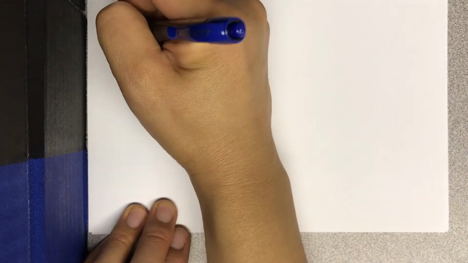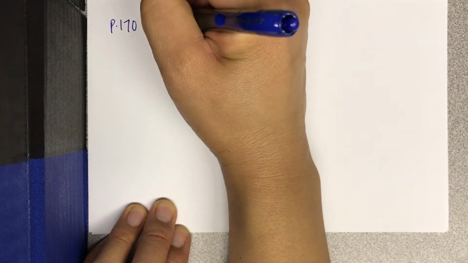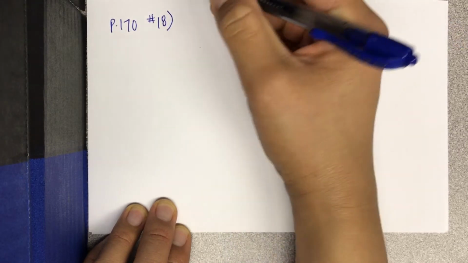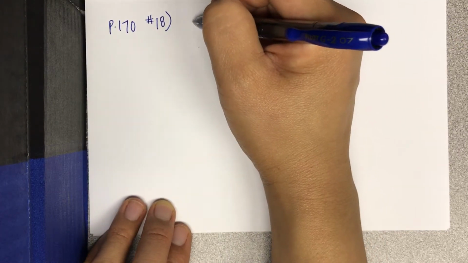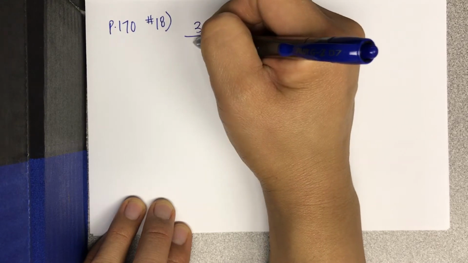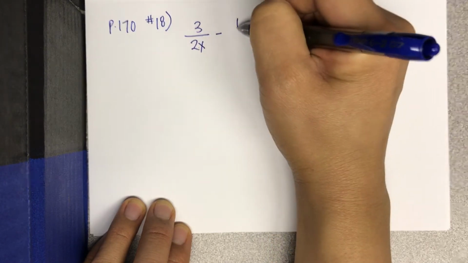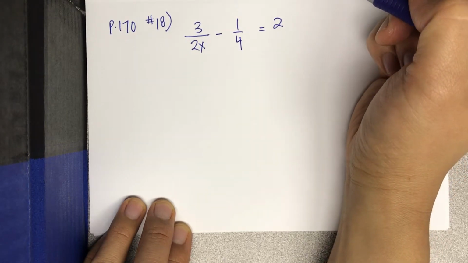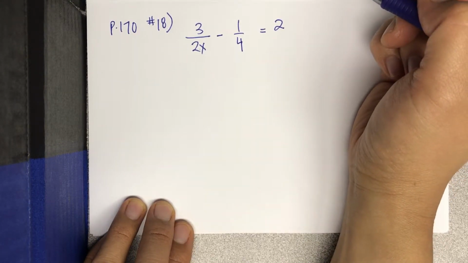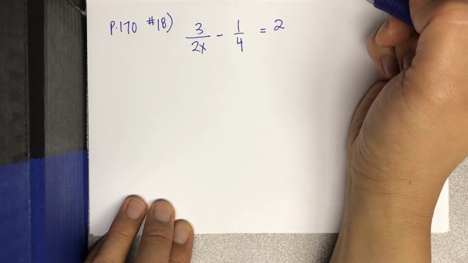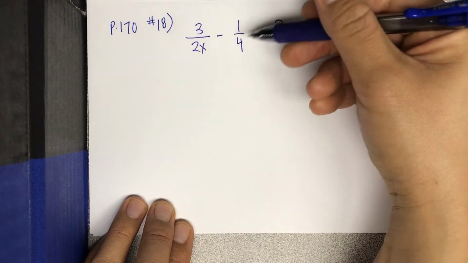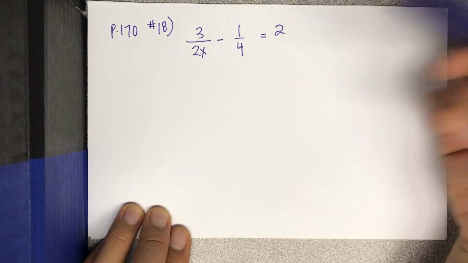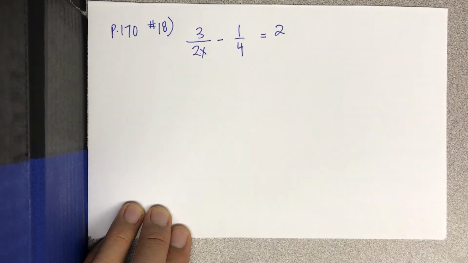All right, we are moving on to page 170. On page 170, number 18. Okay, there is this fraction 3 over 2x minus 1 over 4 equals 2. All right, so I'm going to teach you guys a method, and it's called the bow tie method. Some of you may already know how to do this in another way that your elementary school teacher taught you, okay? But this is the bow tie method.